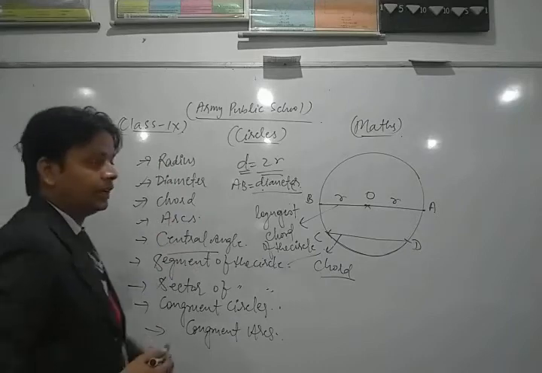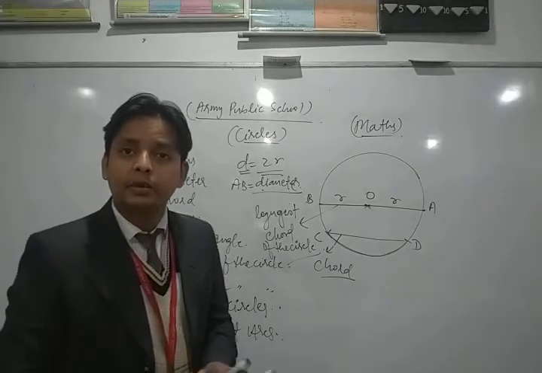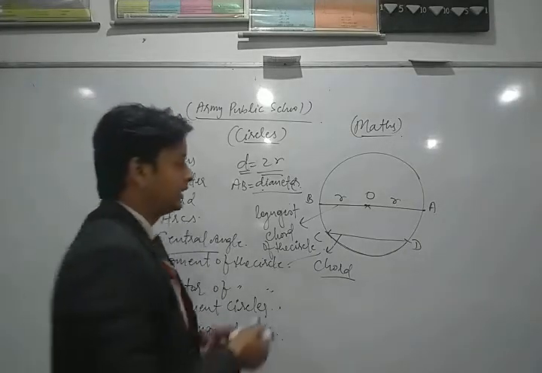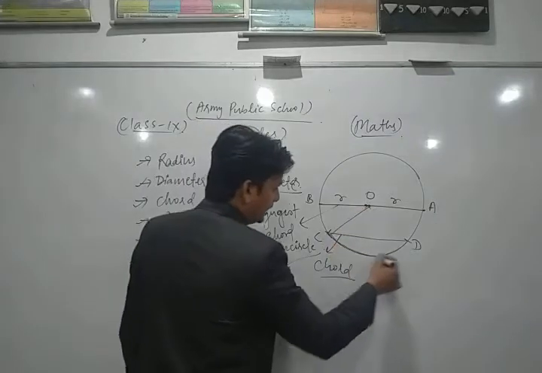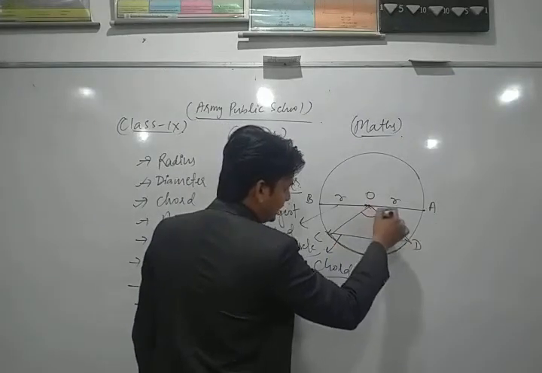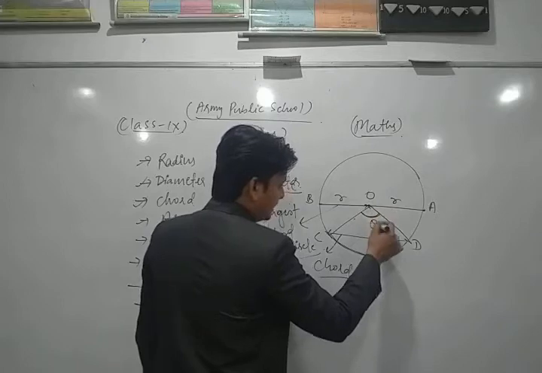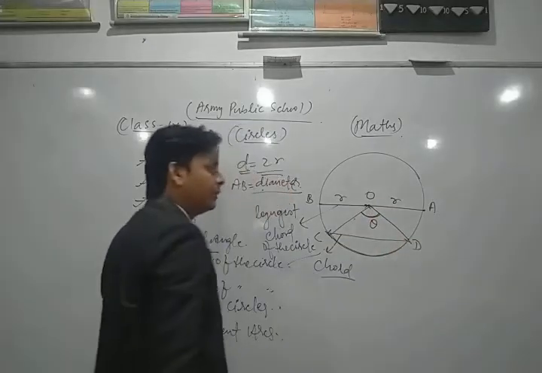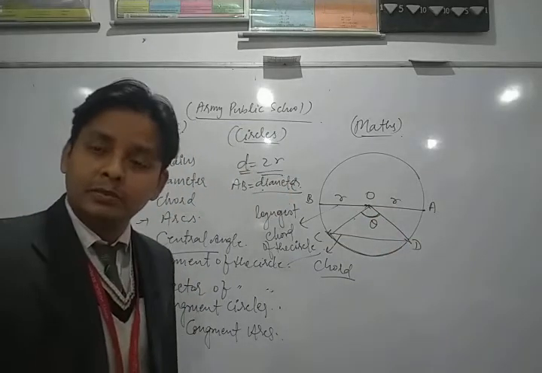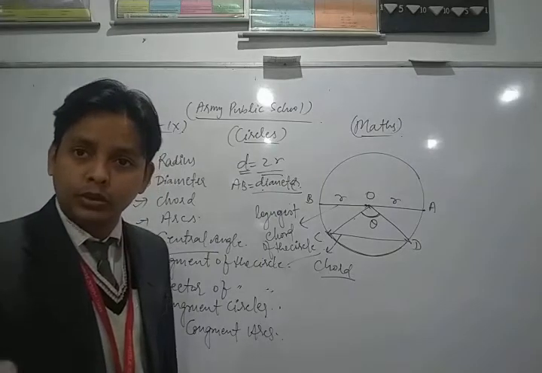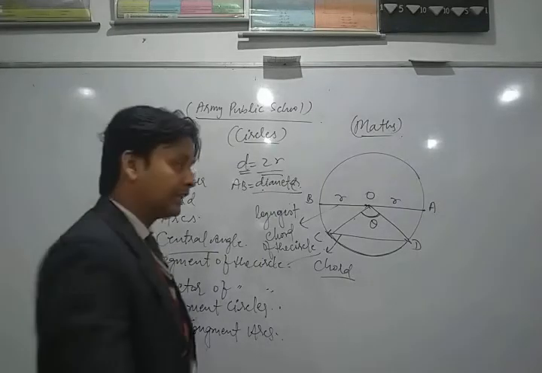Now central angle. Listen, the angle subtended by an arc at the center of the circle, like that. Look, the arc CD subtends an angle at the center, that is theta. The angle COD is the central angle. Similarly, there are two types of arc, minor and major.